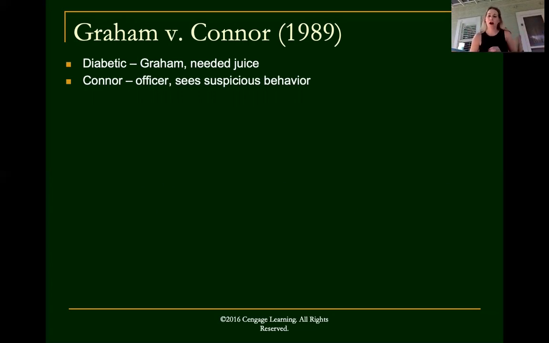Well, what do you think the cops thought when they saw that behavior? They thought that he had just robbed the gas station. So they immediately start following Graham in his car. They stop the vehicle and they see that Connor, the diabetic man, is acting very erratic. This is specifically what he did. He got out of the car, he was mumbling his words, he wasn't speaking clearly.